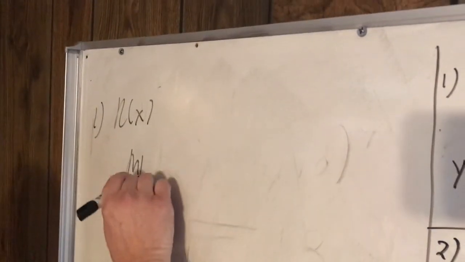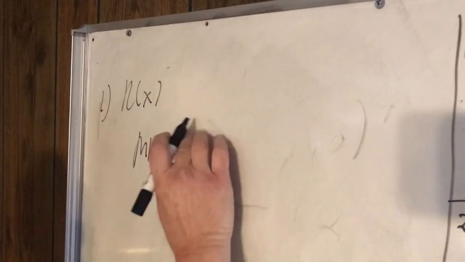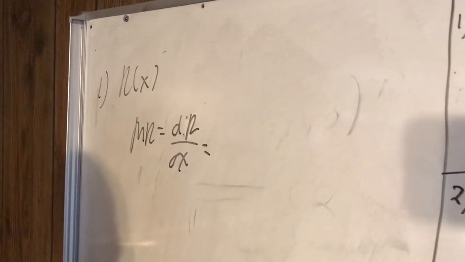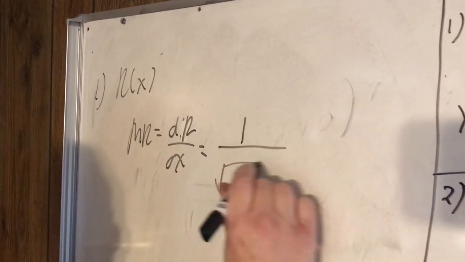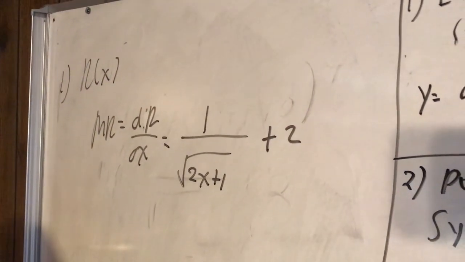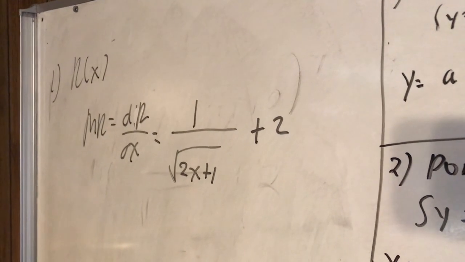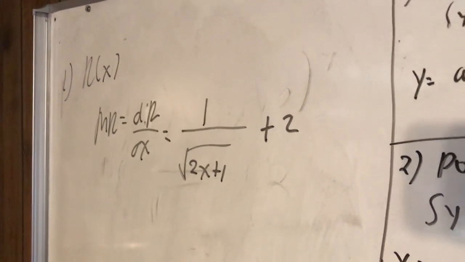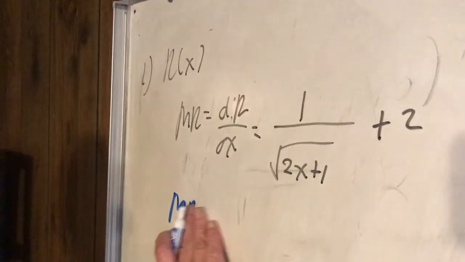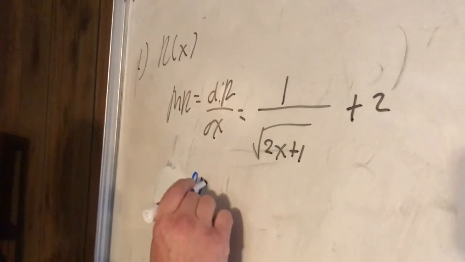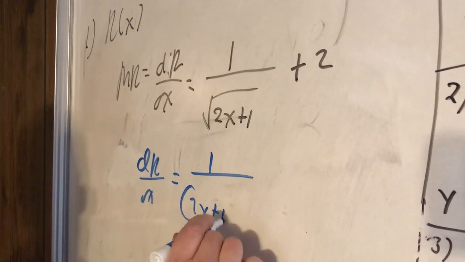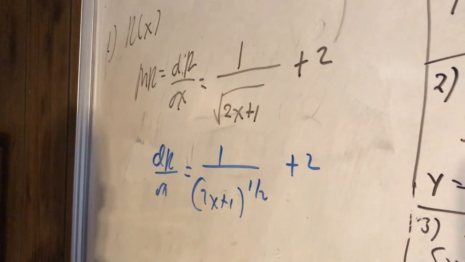Well, I know the marginal revenue dr/dx equals 1 over the square root of 2x plus 1, plus 2. Obviously I have to change that one around because I cannot do anything with the square root. So I'm going to say, let's make this dr/dx is 1 over (2x plus 1) to the 1/2, plus 2.